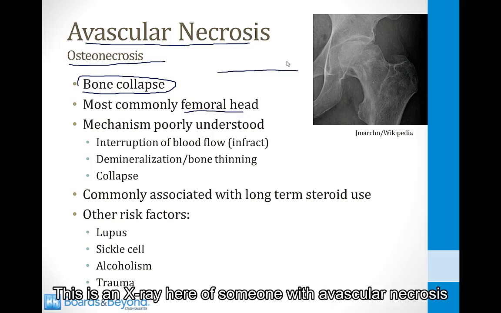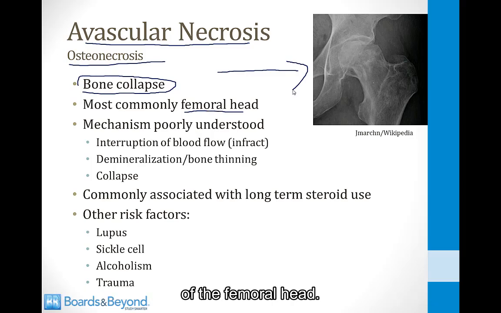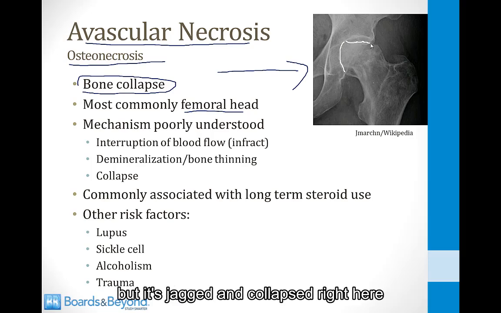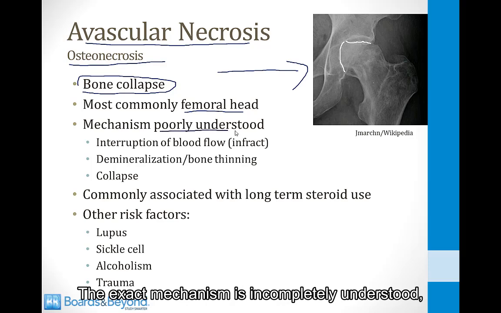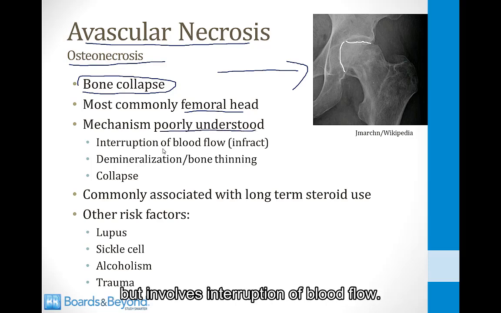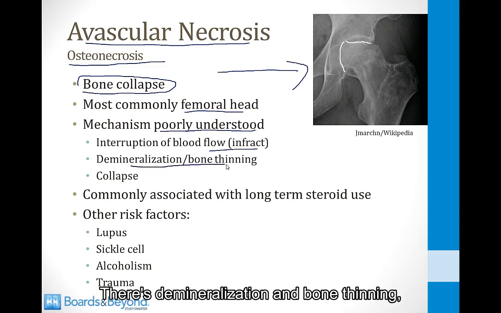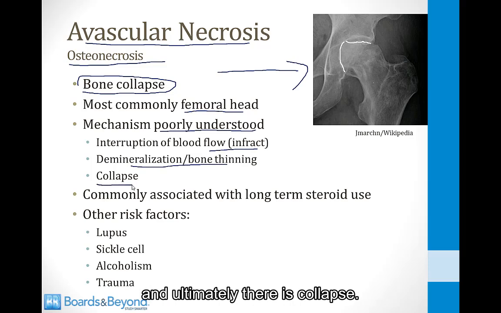This is an x-ray here of someone with avascular necrosis of the femoral head. The bone should be nice and rounded all the way around, but it's jagged and collapsed right here from avascular necrosis. The exact mechanism is incompletely understood, but it involves interruption of blood flow. Many people describe it as an infarct of the bone. There's demineralization and bone thinning, and ultimately there is collapse. This condition is commonly associated with long-term steroid use.